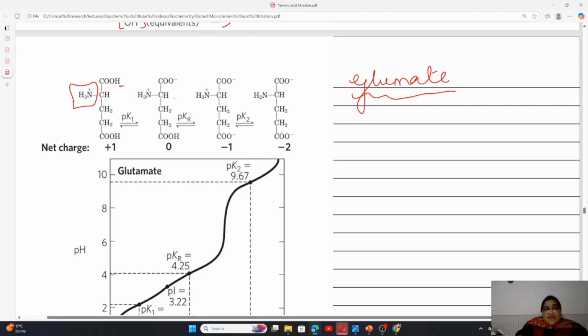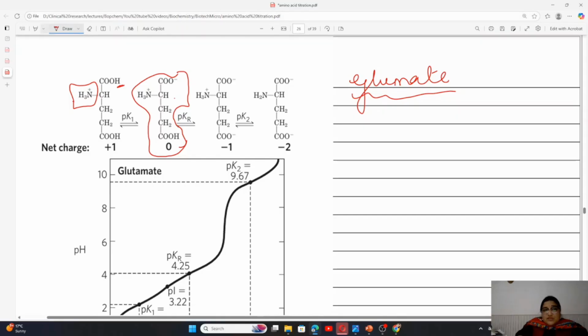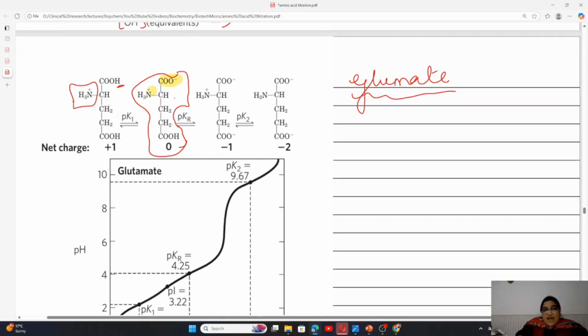And here you can see the deprotonation is of the carboxylic acid. And here forms the zwitterion. Why is this the zwitterion? Because here the negative and positive charges are there on the alpha carbon atom.